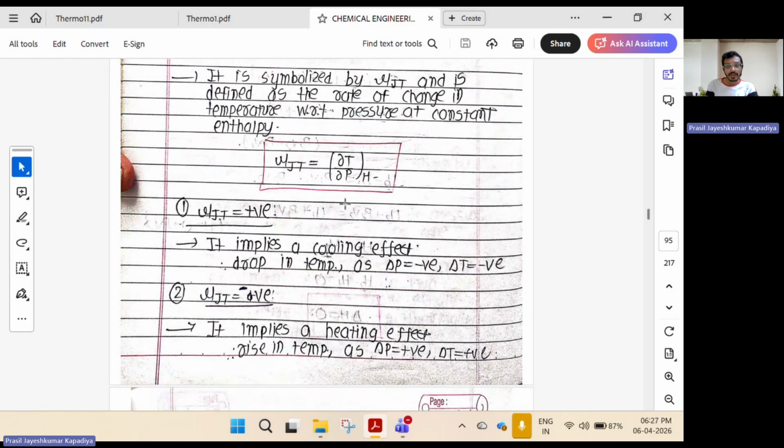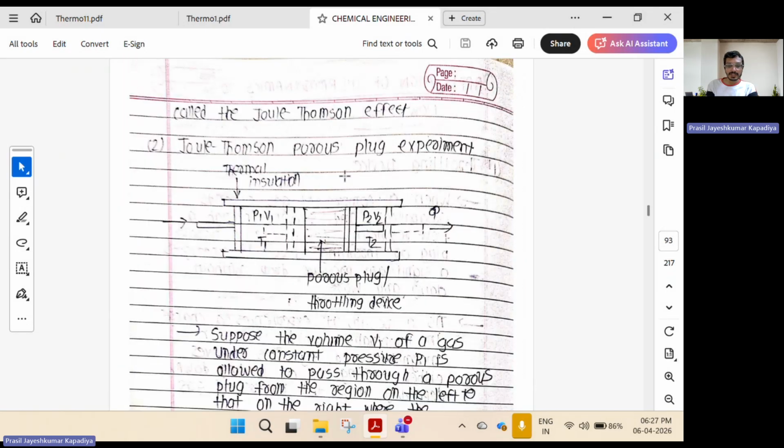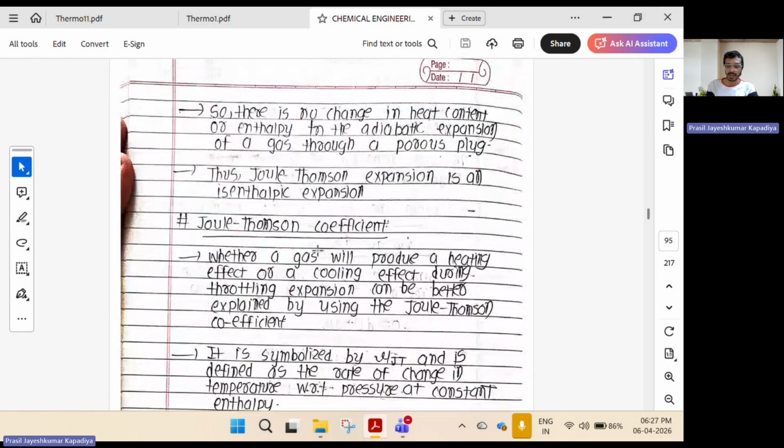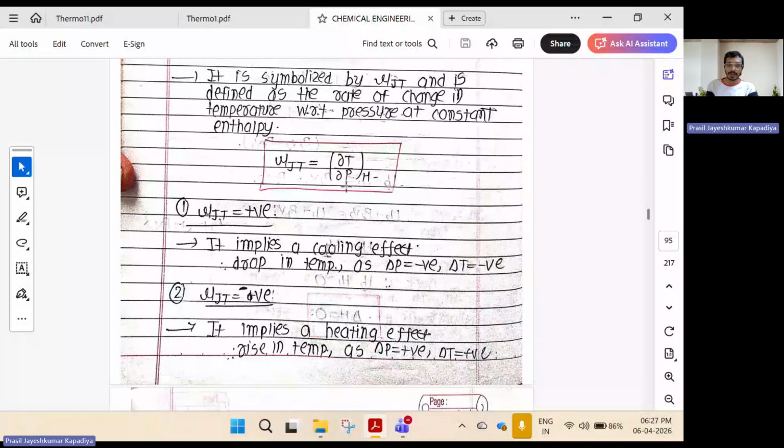So let's say mu JT is positive. When will it be positive? When delta P is negative and delta T is also negative. See, delta P is always going to be negative, correct? Because it reduces the pressure. And let's say delta T is also negative, negative meaning it is cooling. So when these both are negative, mu JT becomes positive.